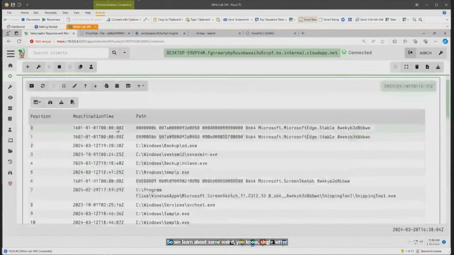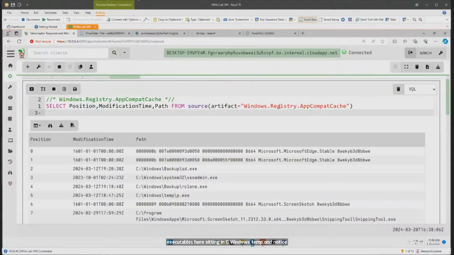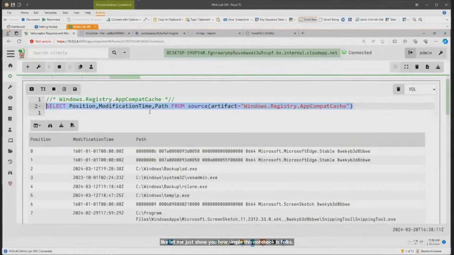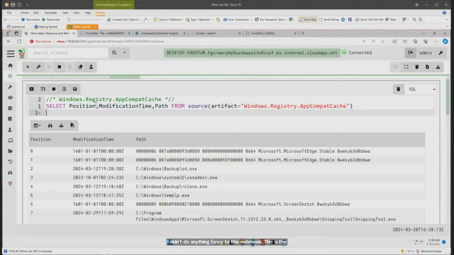And notice, let me just show you how simple this notebook is, folks. I didn't do anything fancy to this notebook. This is the default notebook for this view, for this artifact. All I did was clean up the rows. So I just had it bring back just the position, the modification time, and the path. That's all I care about here.